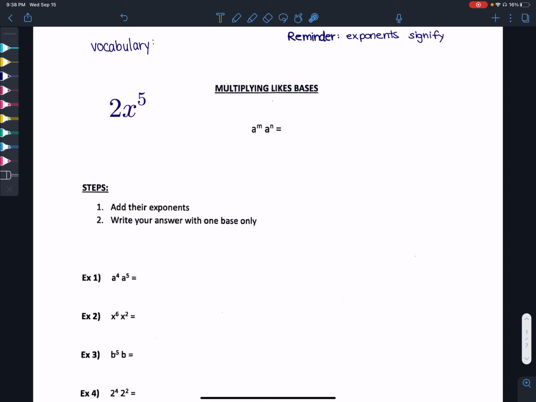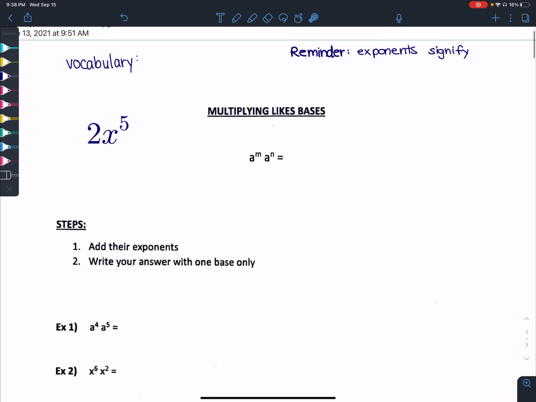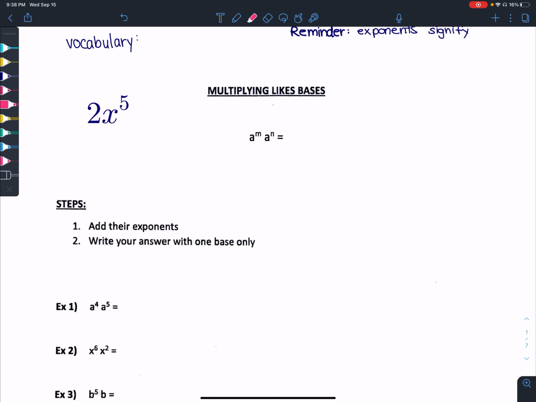It's a single term, and within the term, there are three different parts we can focus on. The first is this big number portion at the front. This is what we call a coefficient. Okay, so that's our coefficient. The next piece would be the x in this case, which is our base to the exponent.